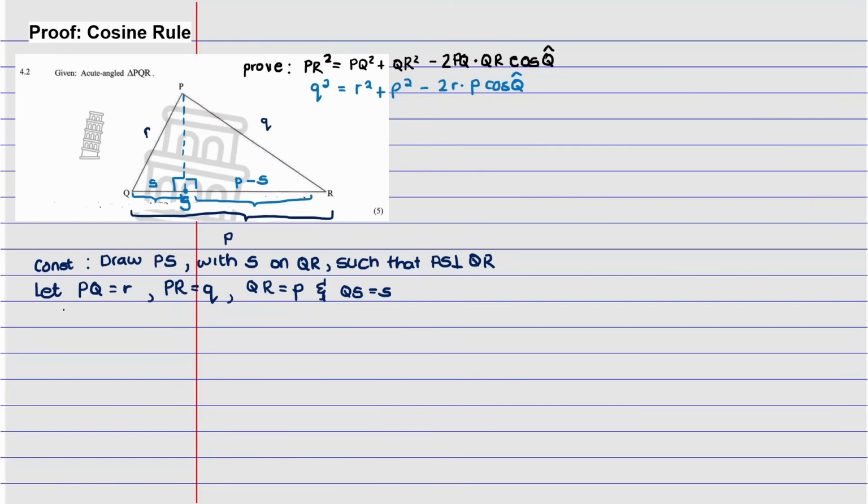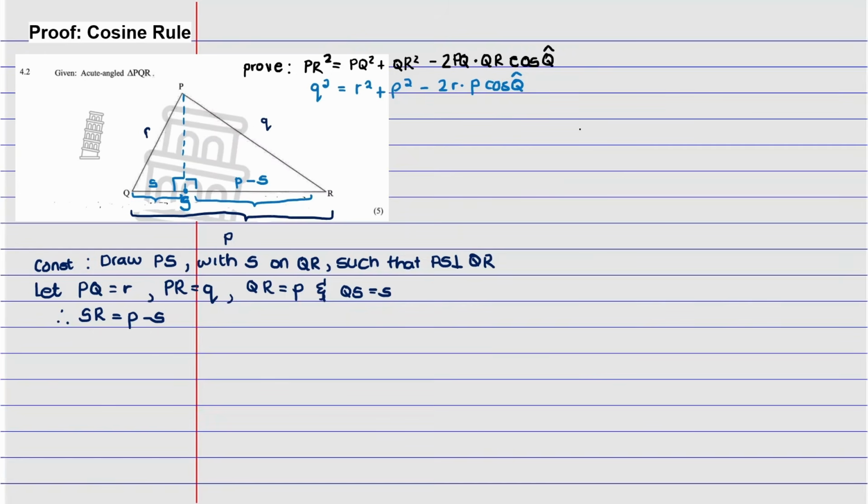So with that said, we know that this is going to result in SR being equal to P minus S. So that is sorted, right? Now we're going to use the theorem of Pythagoras, and we're going to find this small triangle and this big triangle, right?